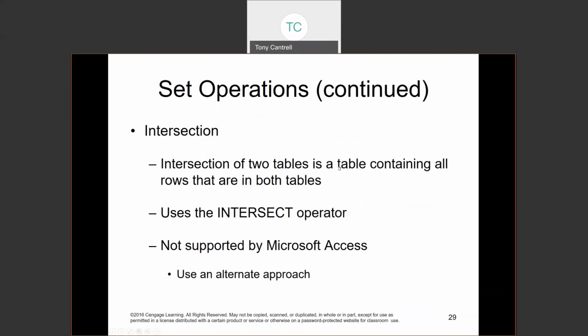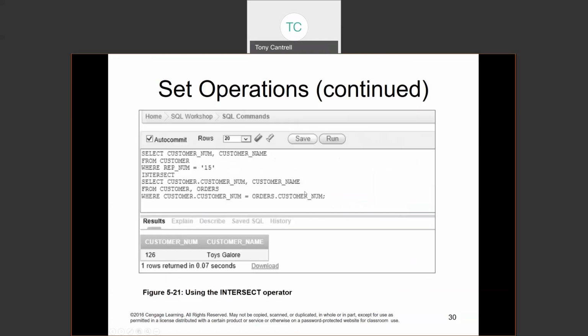Intersection. It's the intersection of two tables containing all rows that are in both tables. So that means they got the same row in both tables. Not supported by Microsoft Access. We don't care because we're not using that. So the only thing that would show here is the same record in both tables.